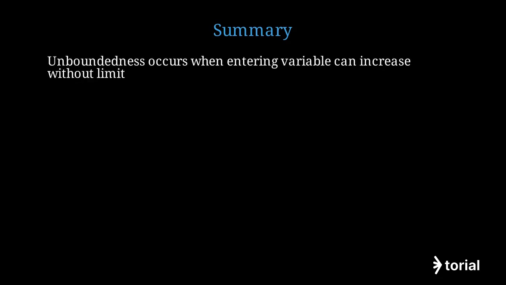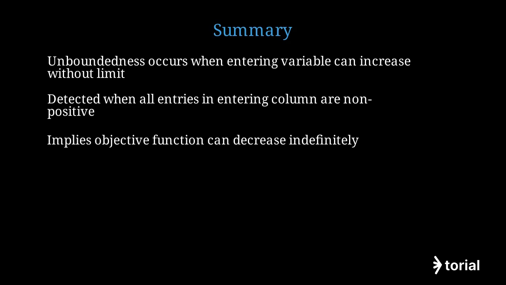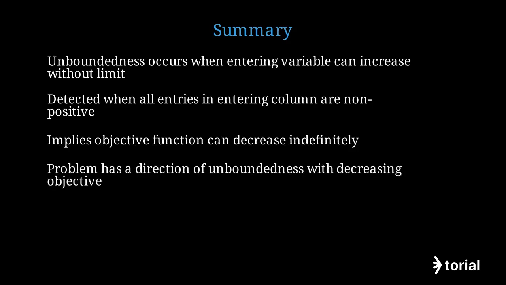Let's summarize the key points about unbounded linear programs. Unboundedness occurs when the entering variable can be increased without any limit. This is detected when all entries in the entering column are non-positive. This implies the objective function can decrease indefinitely with no finite minimum. The problem has a direction of unboundedness along which the objective decreases.